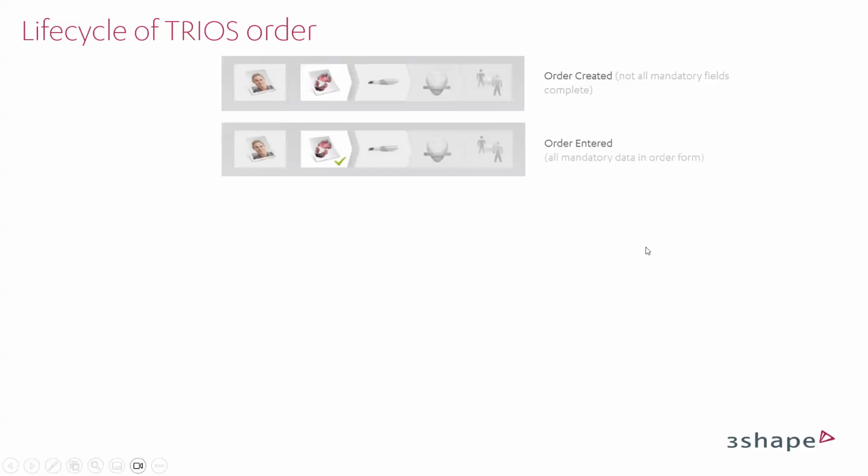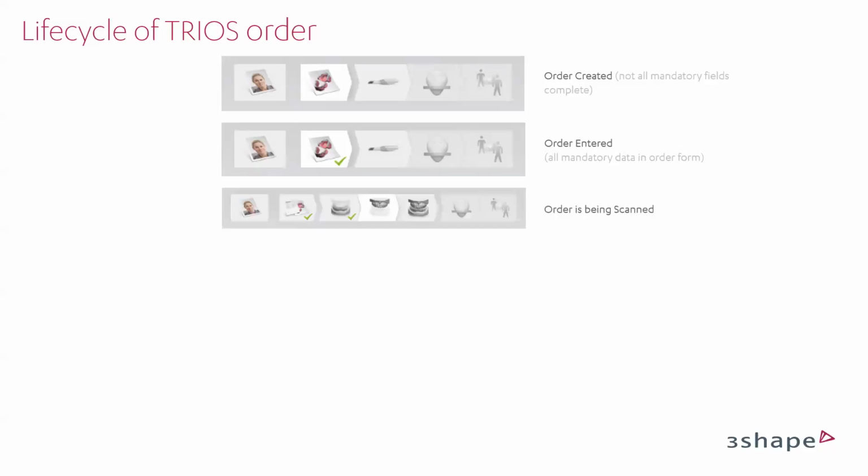The second status is when all mandatory fields in the work order are completed. It means that you set the order form to the appropriate settings. I mean that you set all the indications and the date when the order should be received by the lab, and so on. Another one is when the order is being scanned, which means we are in the process of scanning. In this workflow, the lower jaw was scanned for now.